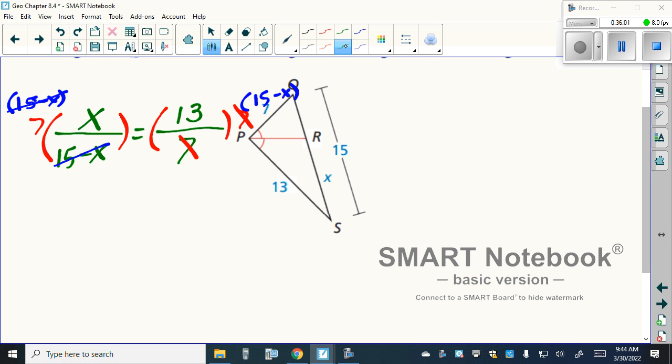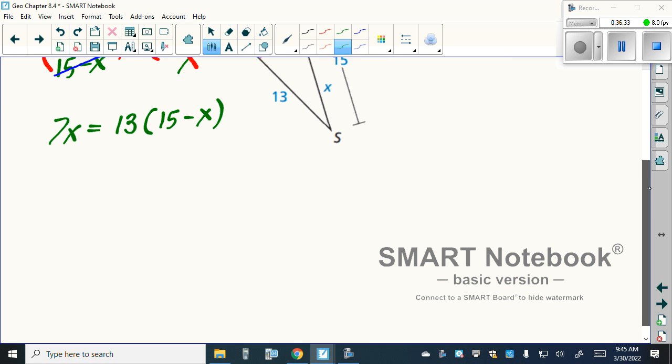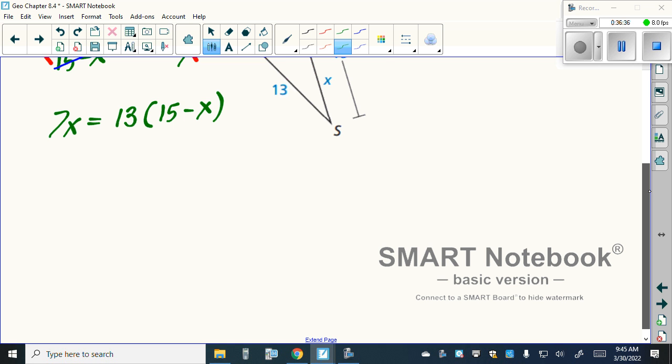Now, what that leaves us with is on the left-hand side, we have 7 times x, which is equal to 13 times 15 minus x. Now, in Algebra 1, I believe in 8th grade math, they talked about cross-multiplying. We multiplied the two denominators by the opposite numerators. Or the butterfly method. And that's what we did. But at this point here, we just need to finish solving.